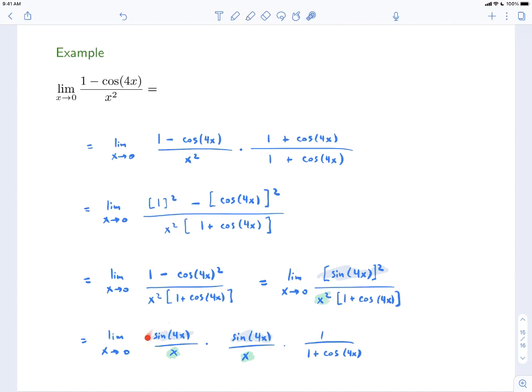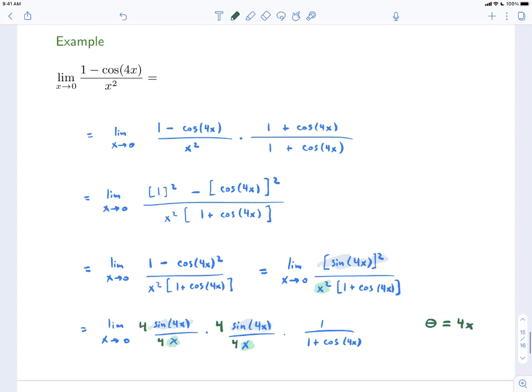And here we have sine of 4x over x. Well, I want to turn this into sine of theta over theta, so I use what now is a familiar trick. And I just simply write a 4 in the denominator, like that. Well, if I put a 4 in the denominator, I have to put one in the numerator as well. I do the same thing here, 4x and 4. So in this case, I'm going to use theta is equal to 4x. And what does that give me?